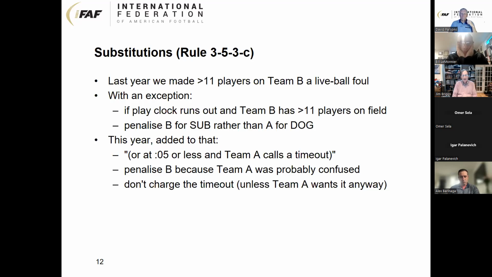But it was pointed out that another thing that Team A might do in that situation is call a timeout in order to avoid what they think is their delay of game penalty. So what we've added this year is if they call a timeout when there's 5 seconds or less on the play clock, then we'll treat that the same as if the play clock had run out, and we're going to penalise Team B for that. And just in case you're wondering, we would not charge Team A for that timeout. We would assume that they had done it because Team B had 12 players on the field.